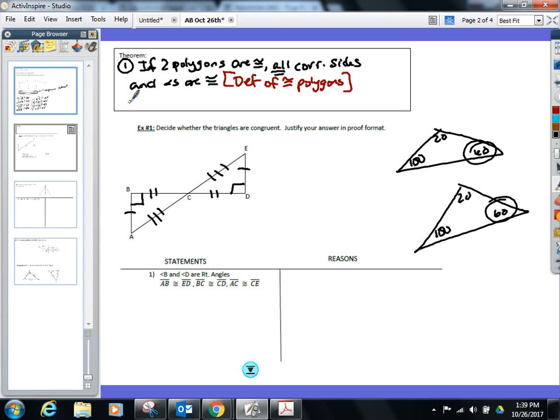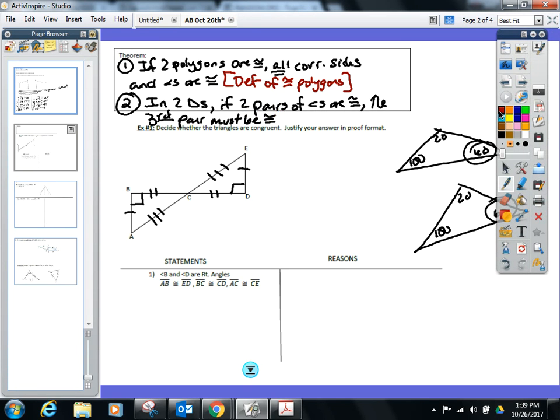Okay? That's theorem number 2 if you just go back real quickly. In two triangles, if two pairs of angles are congruent, the third pair must be congruent. And the name of this theorem, very, very clever. This is called the third angles theorem.